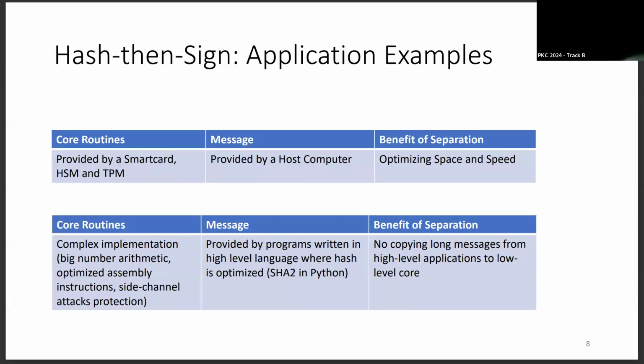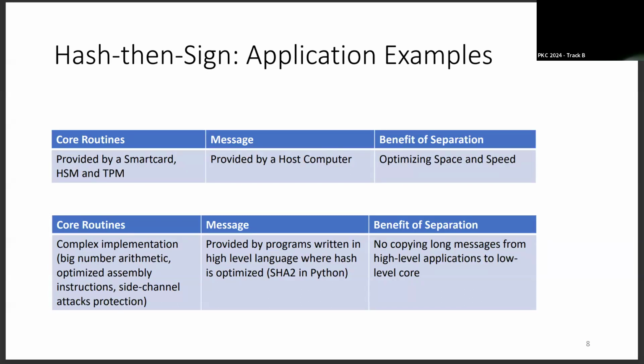Now, what are actually the applications of this separation of the hashing and the signing? One example would be to have smart cards or HSMs or TPMs, which perform the core signing, and an external host computer that delivers the message. If you take, for instance, a smart card, with the ISO standards, if you want to transfer 10 megabytes of message into the smart card, it takes around 12 minutes. So what they usually do is hash the message and then send it directly into this kind of smart card that computes the core signature.